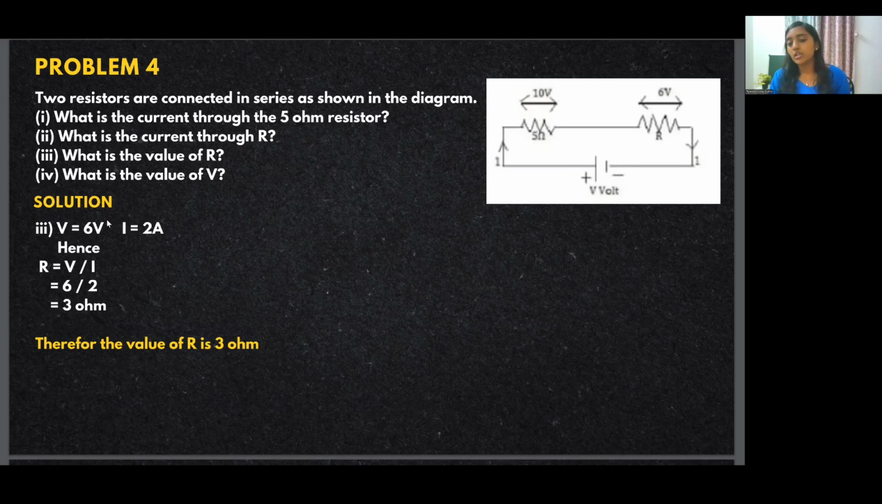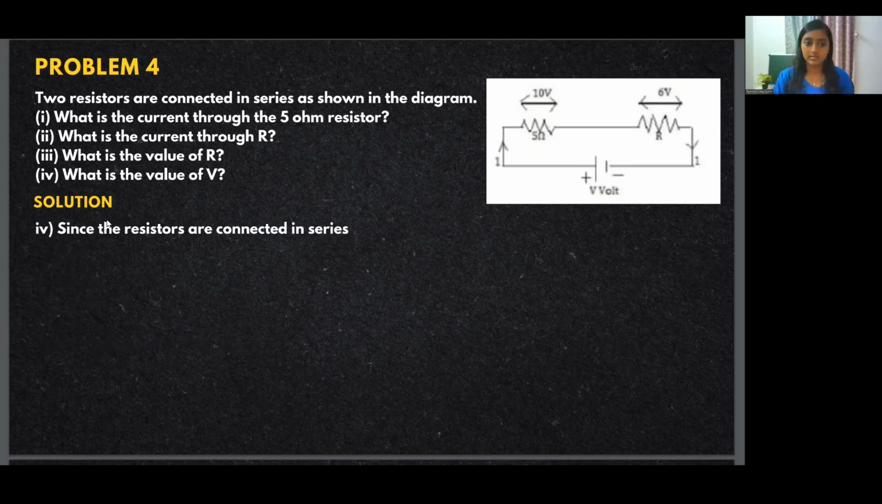What is the value of V? V is the battery voltage is what they are asking. So what we do is that we need to first find the equivalent resistance, right? Since they're connected in series, the equivalent resistance will be the addition. So what you need to remember, in series, R equivalent is equal to R1 plus R2 up to Rn.